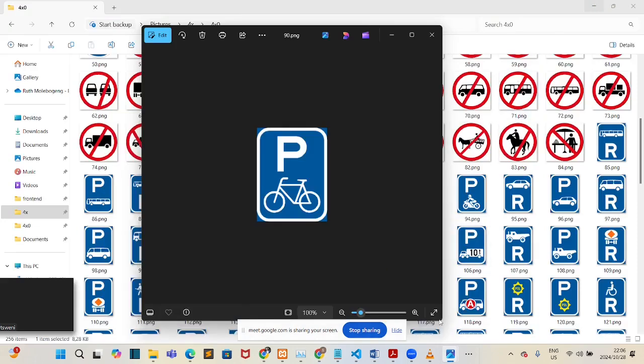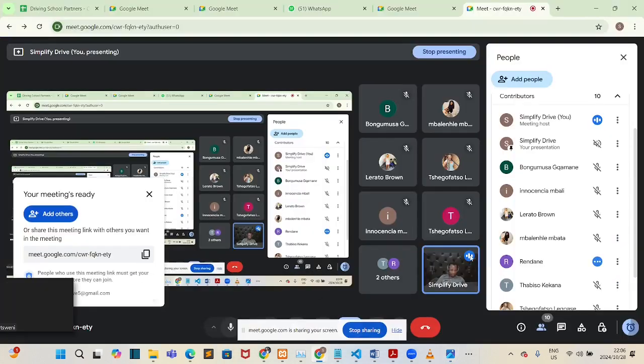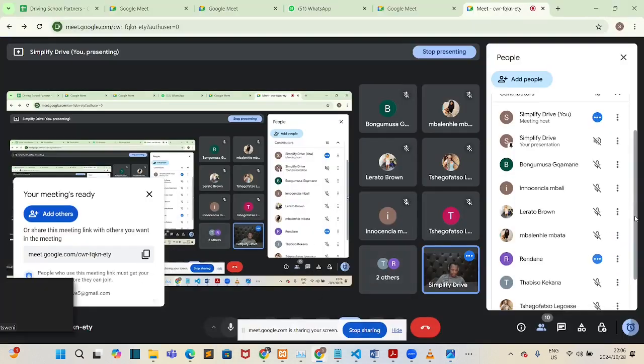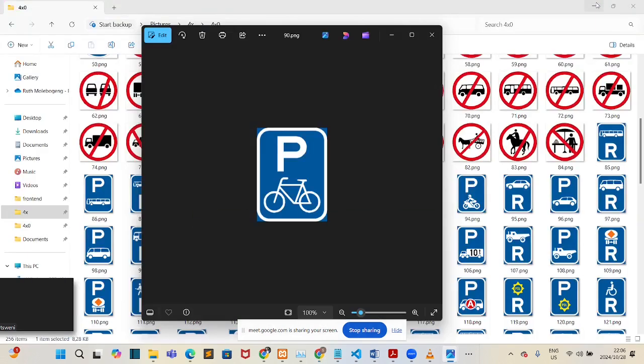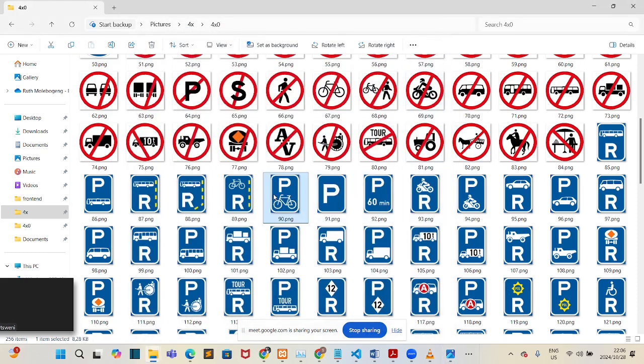Okay, let's move on. I think Rendani had a problem. Tabiso, which one is correct? I think that would be C. To indicate a parking area reserved for bicycles. Correct. So if it's a parking, we'll see a reservation sign with UP, right? If we are talking about lanes, we'll have R, right? R is for reserved lanes. Okay, correct. Let's move on.